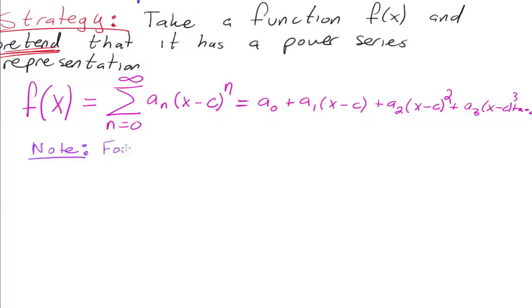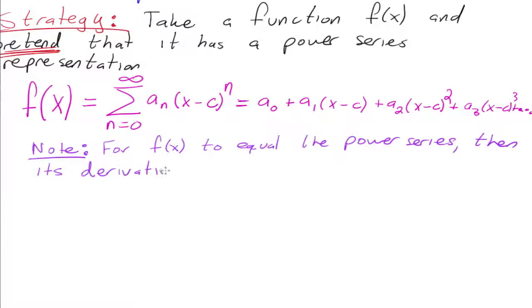So for f of x to equal the power series, all of its derivatives have to equal each other at x equals c. If they're both the same, then it has to have the same value at the center point of both, right? And it has to have the same first derivative at both, the same second derivative at both, the same third derivative at both. Otherwise, they're not equal, right? Do you guys agree with that statement?